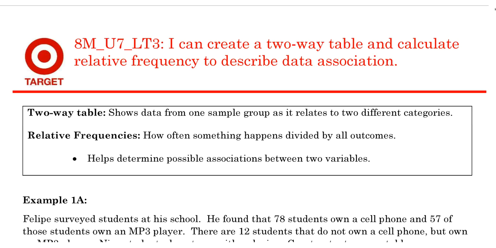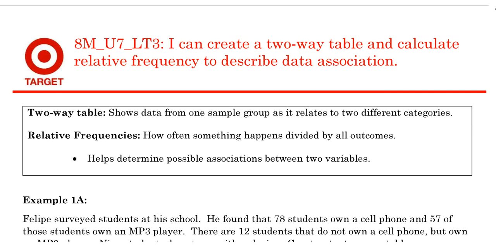Today we're going to be looking at Learning Target 3 from Unit 7, which is I can create a two-way table and calculate relative frequency to describe data association. If you recall, we actually have already learned about this in a mini lesson a couple weeks ago, so hopefully this is more of a review learning target as opposed to something that's brand new.